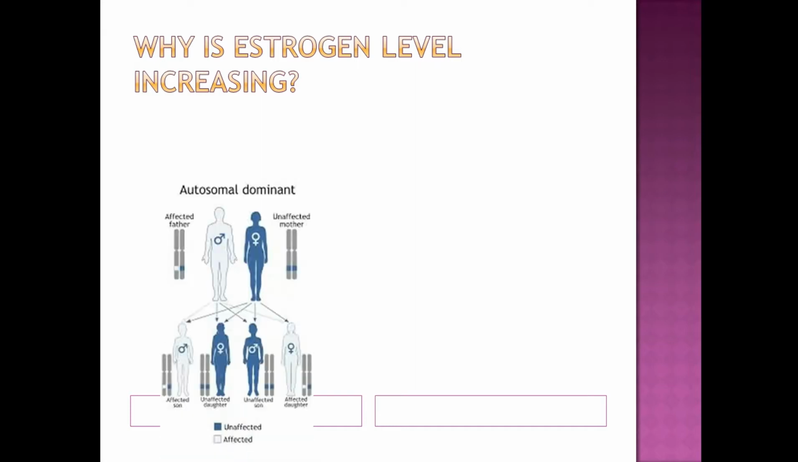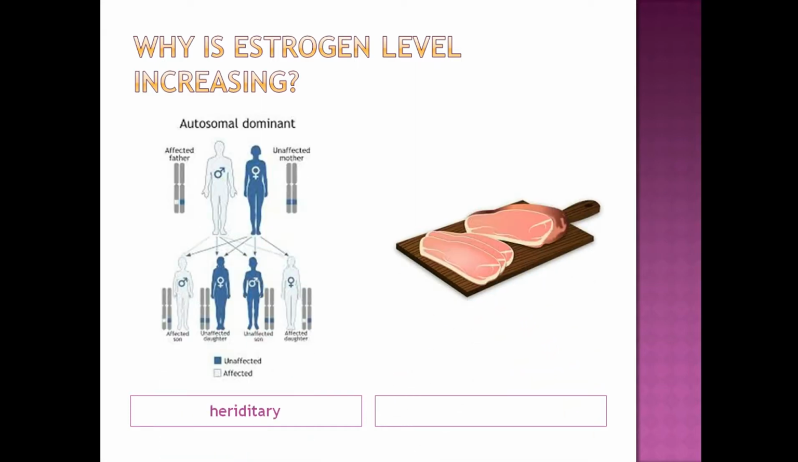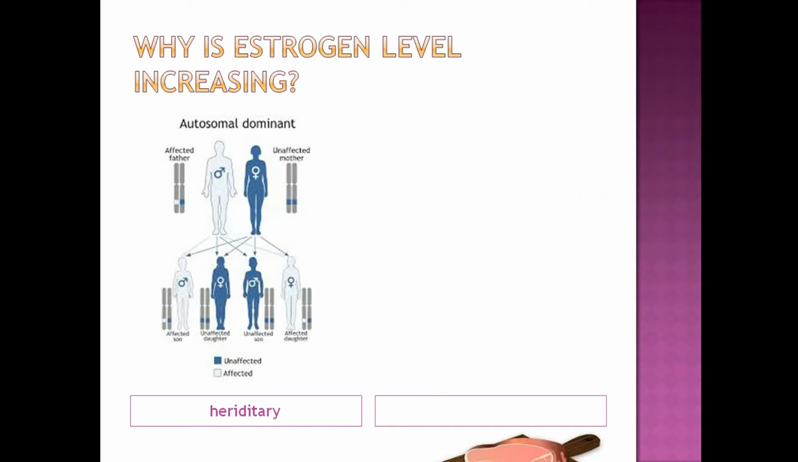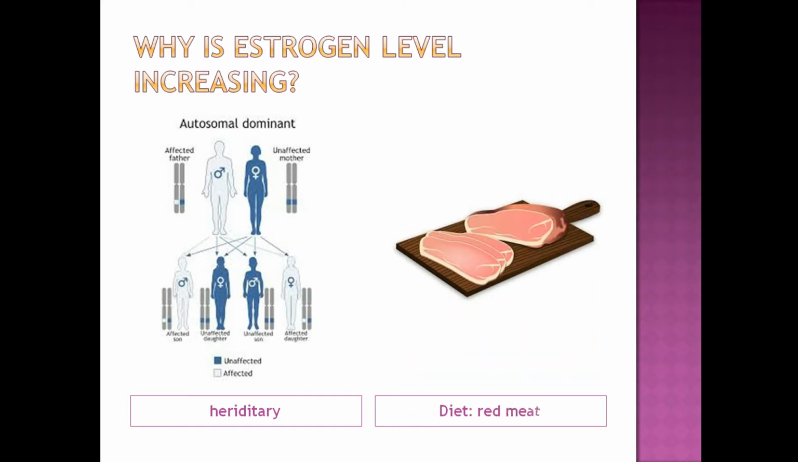So why is the estrogen level increasing? It can be due to hereditary conditions, or it can be due to dietary conditions, right? If a person is not consuming a healthy diet and is consuming an unhealthy diet on a daily basis, for example eating red meat, which is okay occasionally, but if he or she is eating it on a daily basis, then it can also cause high levels of estrogen.